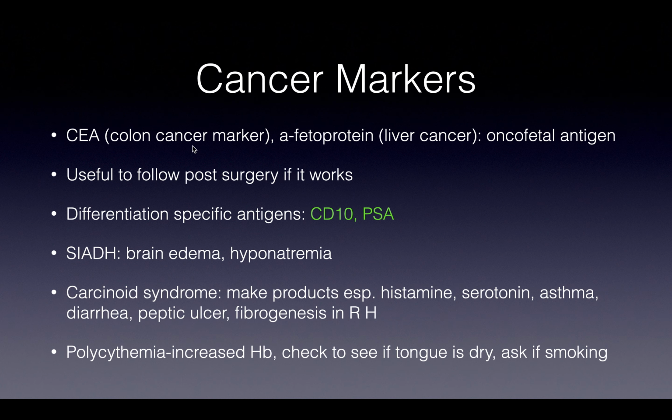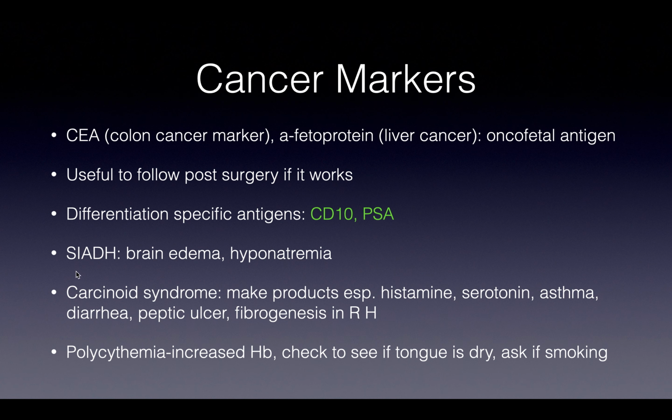Okay, so the colon cancer marker, CEA, and alpha fetoprotein, which is a marker for liver cancer, are going to be your oncofetal protein antigens. These are non-specific, really, so we really use it to follow up after surgery to see if there are any cancer cells left behind still making these oncofetal antigens. So the differentiation specific antigens are going to be your CD10 and your PSA. So CD10 for the liver cancer, PSA for the prostate.